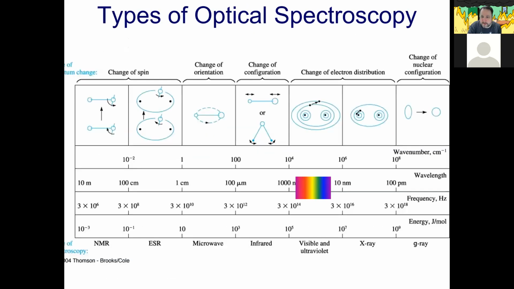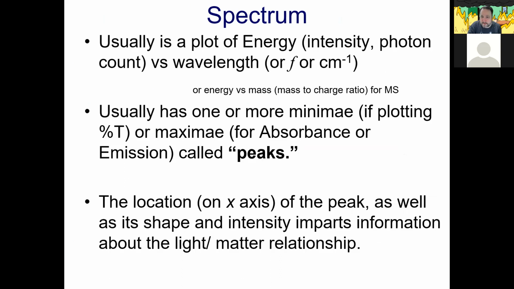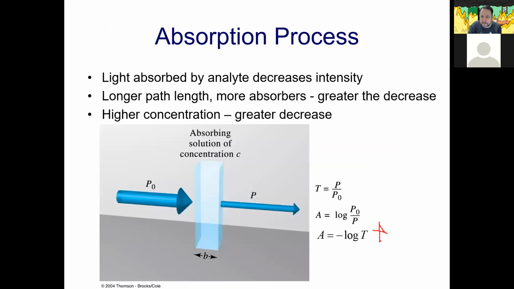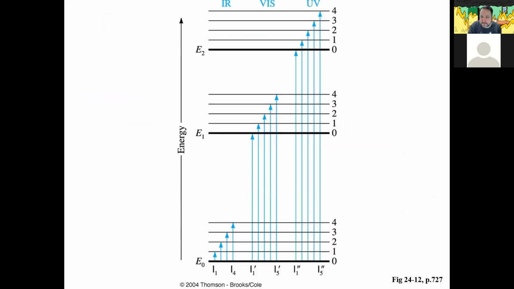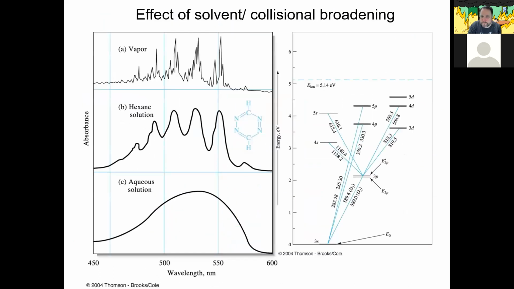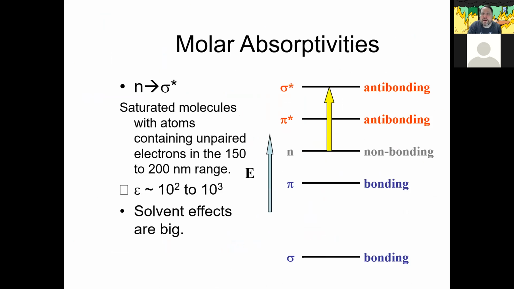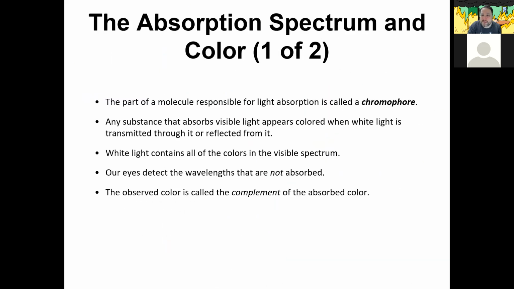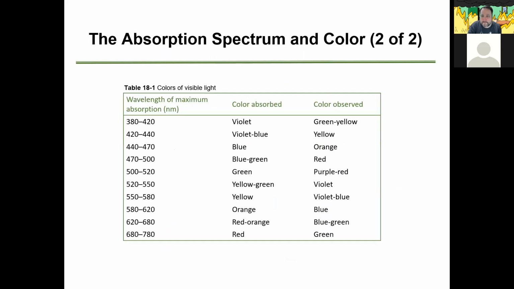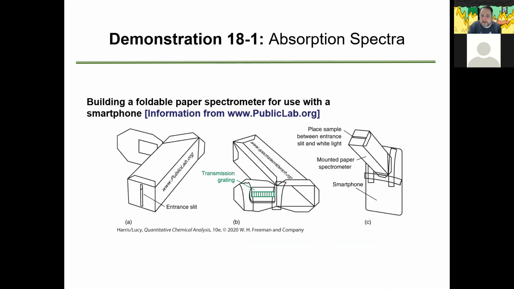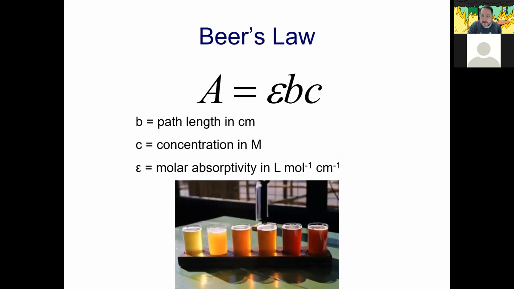This is a nice table. I like that one. You should be able to do that. You should know the relationship between these two things, and you can know why those are happening. I'm not going to ask you specifically about those. I know what your complementary colors are. Definitely know Beer's law.